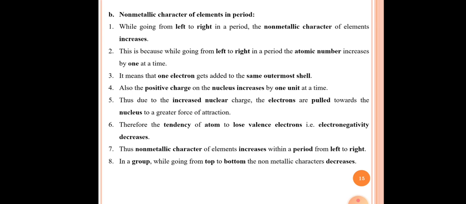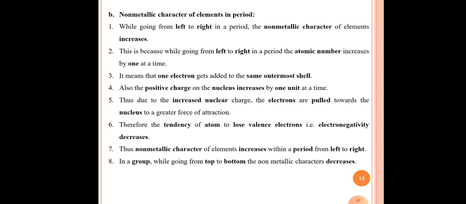The fifth point here is, thus due to the increased nuclear charge, the electrons are pulled toward the nucleus with greater force of attraction. As the positive charge on the nucleus increases and the negative charge on the outermost shell increases, there is a force of attraction between the positive and negative charge. That's why, because of greater force of attraction, the atomic size decreases. That's why the tendency to lose electrons goes on decreasing. Therefore the metallic character decreases and the non-metallic character increases.